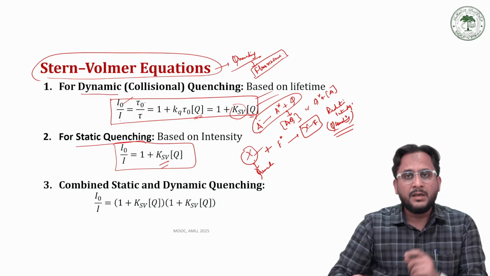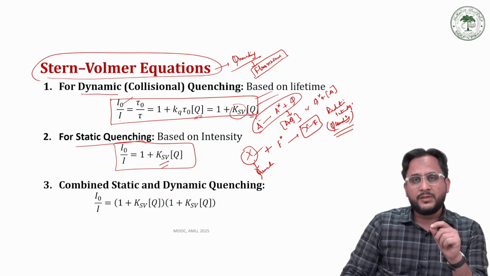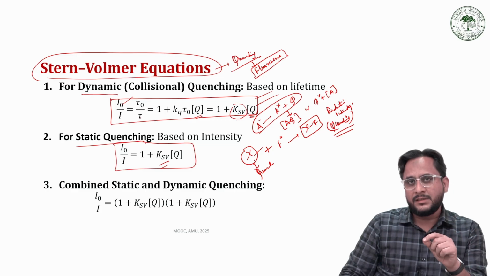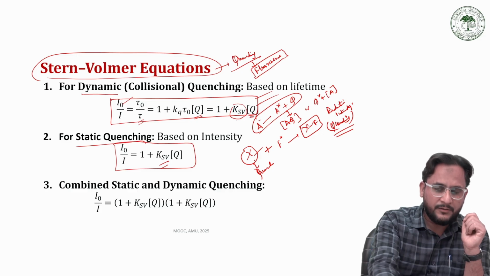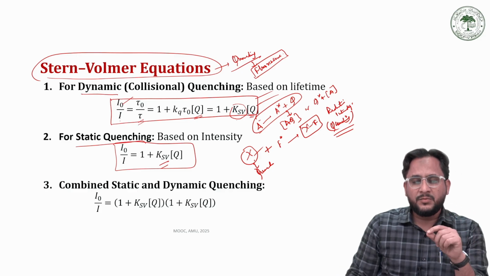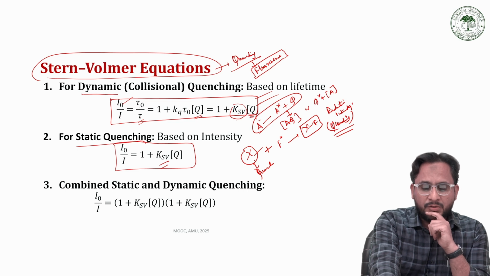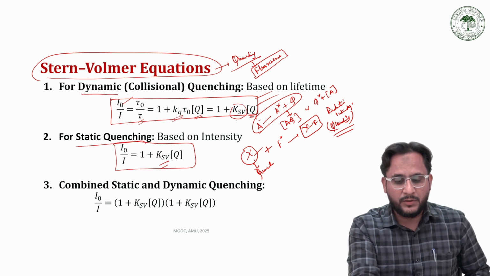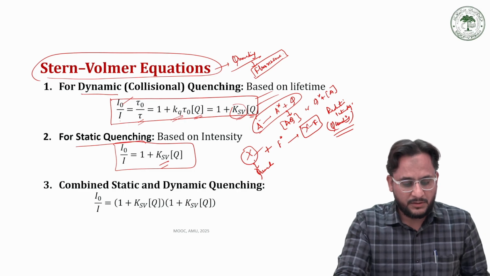Tau naught is the lifetime of the excited state in the absence of quencher, meaning for how long the molecule stays in that excited state and emits light. Tau is the lifetime of the excited state in the presence of quencher. Then Q in square brackets is the concentration of the quencher, Kq is the quenching constant, and KSV, as I already told you, is the Stern-Volmer constant.